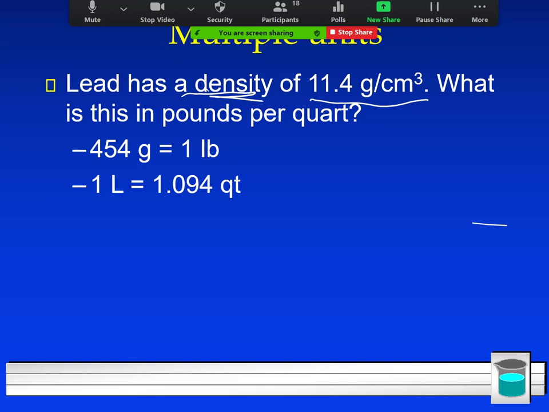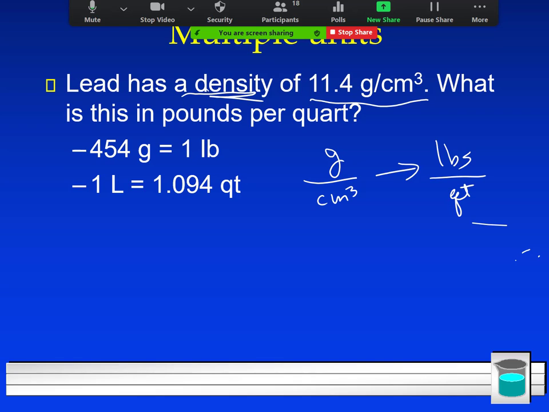Okay, so lead has a density of 11.4 grams per centimeter cubed. What is this in pounds per quart? Okay, so that means grams per centimeter cubed. I want to turn that into pounds per quart.